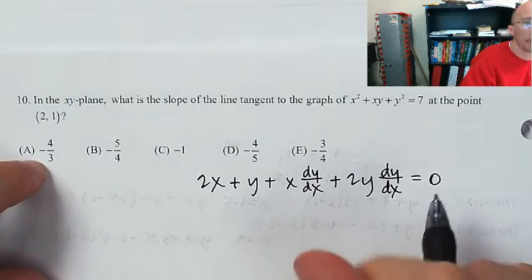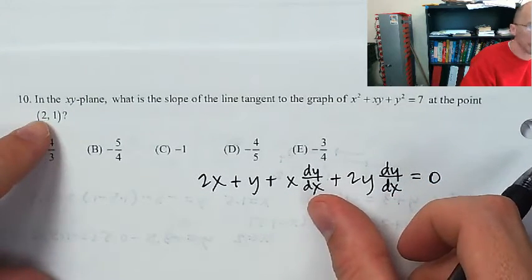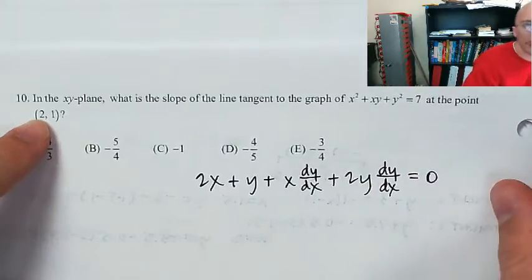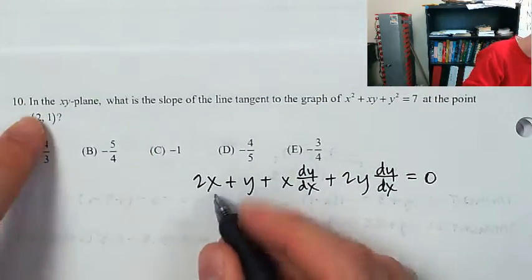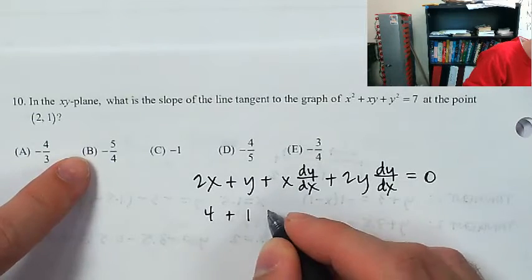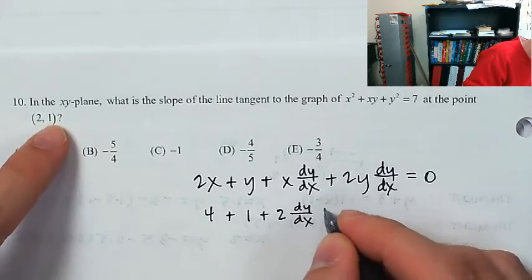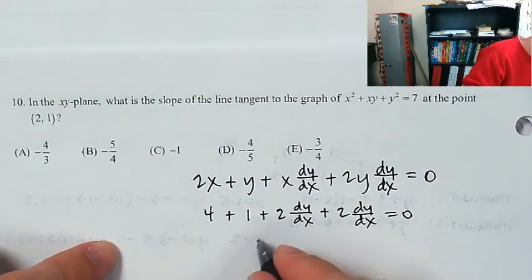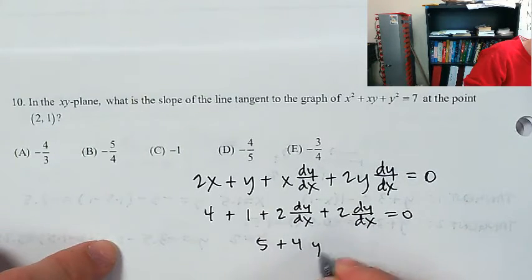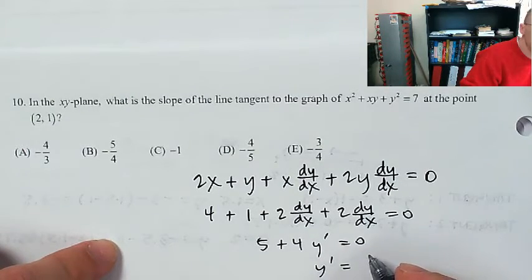Okay. What is the slope of the line? So we're really just solving for dy/dx. So I'm going to plug in now with 2 and 1. Rather than solving for dy/dx as a fraction, I don't really need to do that, so I'm not going to. I'm going to say 2x is 4, plus y is 1, plus 2 dy/dx, plus 2y is going to be another 2 dy/dx, and that's equal to 0. So 5 plus 4 times dy/dx equals 0, meaning dy/dx is going to equal negative 5 divided by 4.